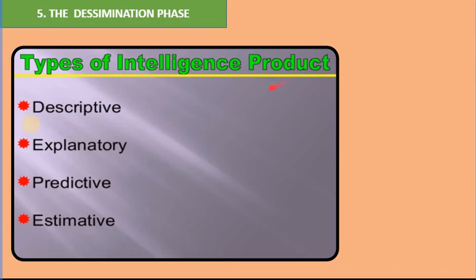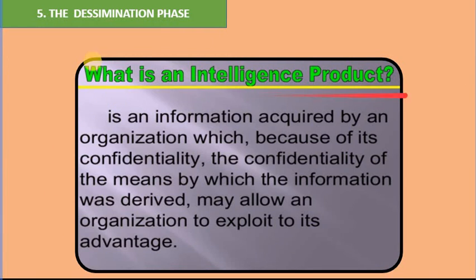So, types of intelligence product, pwedeng descriptive, describe mo, explanatory, you will just explain, predictive, and estimative. And what is an intelligence product? Sabi nga niya, it is an information acquired by the organization which, because of the confidentiality of the means by which the information was derived, may allow an organization to exploit to its advantage. So, yung pinaka-product ng intelligence cycle, eto na yon. Okay? Yung process information, that is what we call intelligence. Kaya nga, bago tayo makakuha ng intelligence, you need to go through the intelligence cycle.